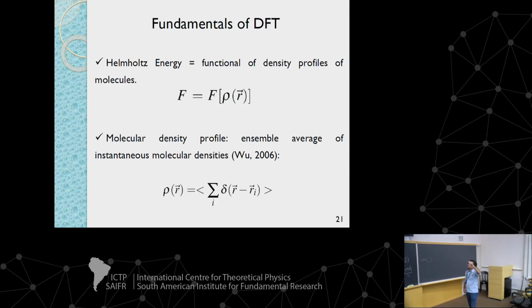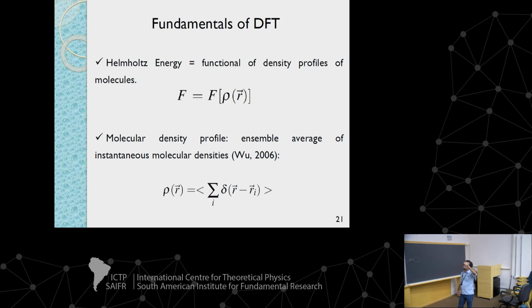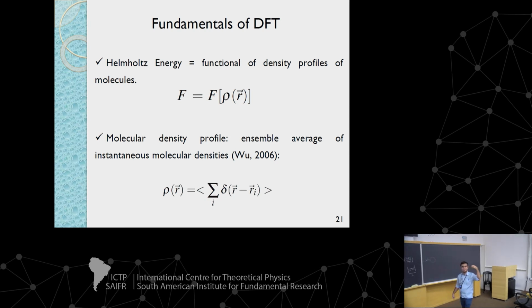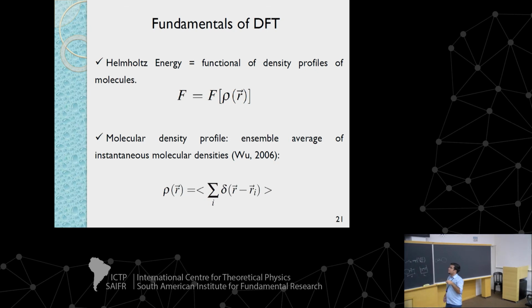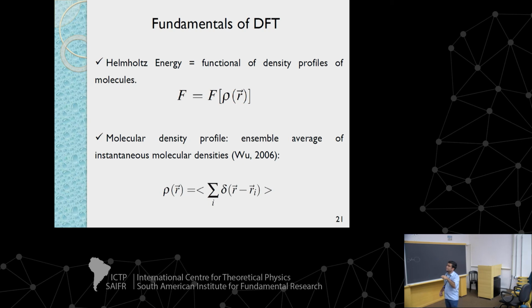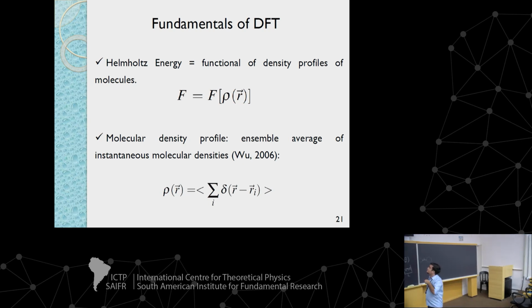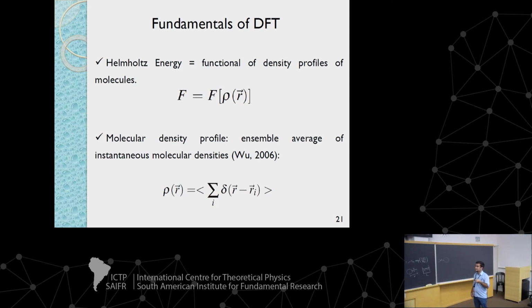And so the Helmholtz energy is considered as a functional of the density profile. So that's why we call it density functional theory. And this function that describes the density is actually an ensemble average of the instantaneous molecular densities. So we don't deal with these instantaneous molecular densities, but with this ensemble average density. Okay.